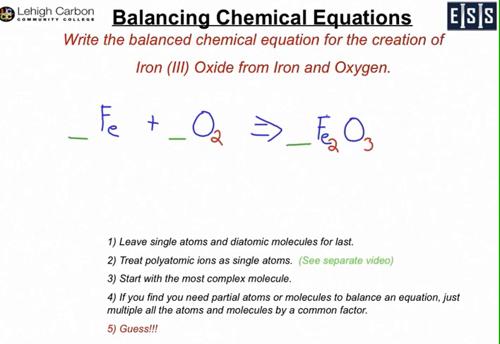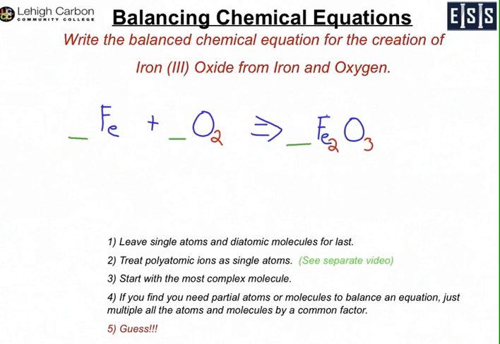Example: hint number 1, we're going to leave the iron and the oxygen on the left for last. That leaves us only with the iron 3 oxide to start with. Number 2 here we don't have, so skip that. Number 3, start with the most complex. Well, the iron 3 oxide is where we're going to start. And then we'll see with 4 whether there are any partial atoms or molecules. So let's start here on the right. We're starting with iron 3 oxide. We'll start with the iron first.